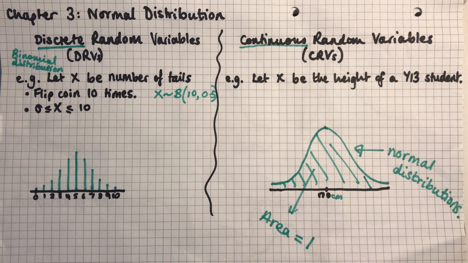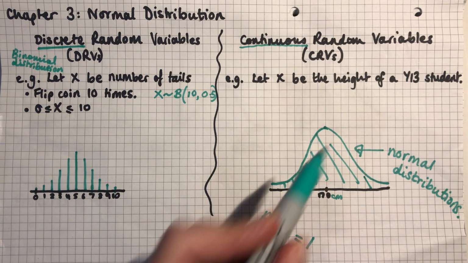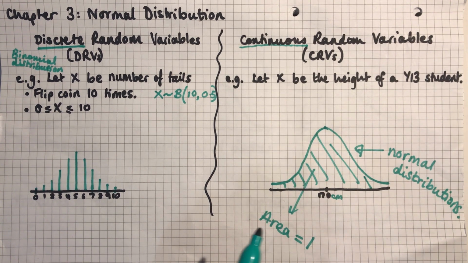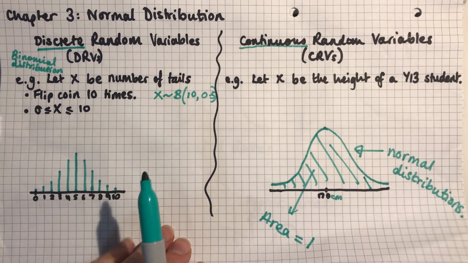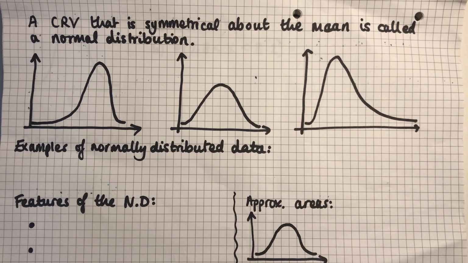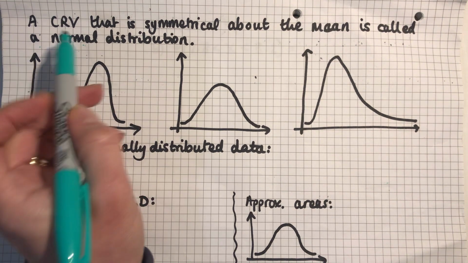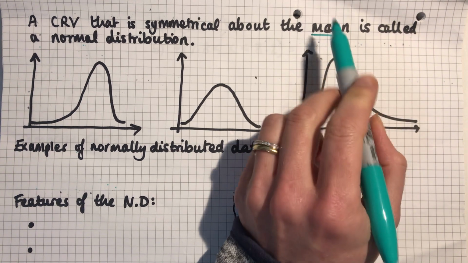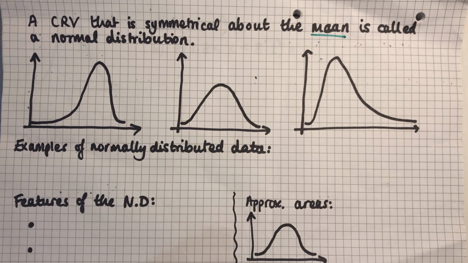Errors in scientific measurements tend to be normally distributed, so the chance of the error being slightly away from the mean is very high, whereas as you get a bigger and bigger error either way in your measurements, the chances of that happening reduce. So there are lots of things that fit a normal distribution, and it's really useful for us. Now, I've already mentioned this: a continuous random variable that's symmetrical about the mean, whatever the mean for the thing we're measuring, is called a normal distribution.